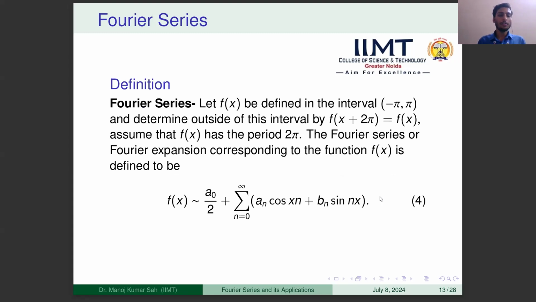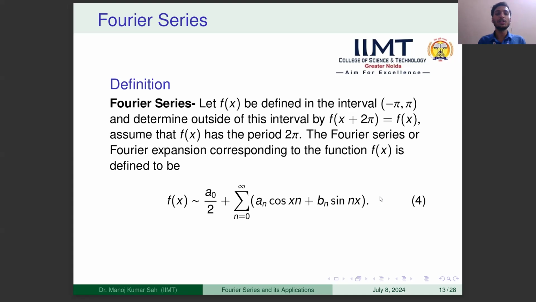Now, here we will discuss the definition of the Fourier series. This is the main definition of our lecture. Let f of x be defined in the interval minus pi to pi and determined outside of this interval by assuming the function is periodic of period 2 pi. That is, f of x plus 2 pi equals f of x.